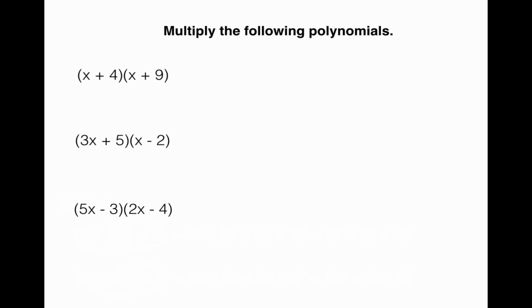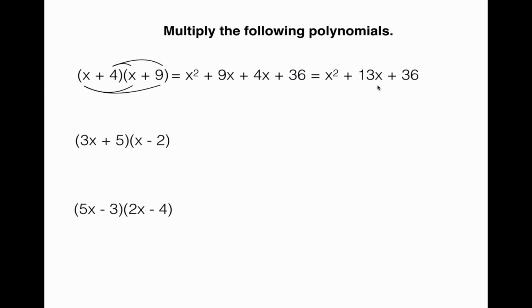Now let's try a few on your own so you know what you're doing. All right, pause the video now. All right, let's see how you did. So for the first one, we distribute the x and the 4 to both x and 9, and we get x squared plus 13x plus 36 after we've simplified. All right, next one, we distribute the 3x and the 5 to x and negative 2, and that gives us 3x squared minus x minus 10.